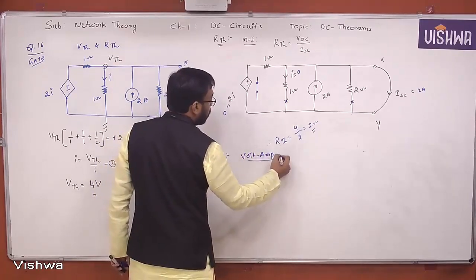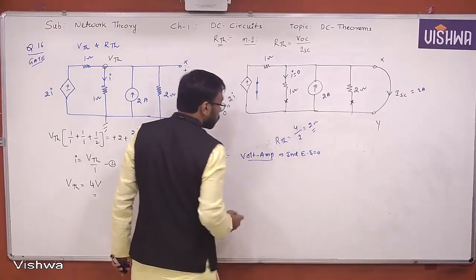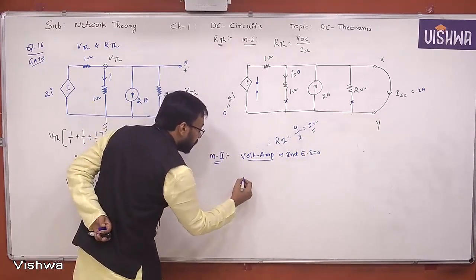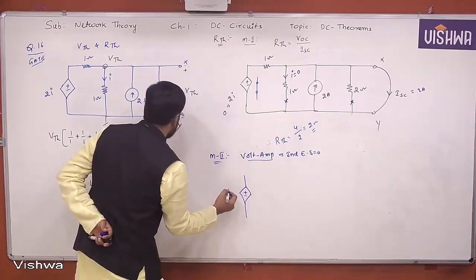Suppress all independent sources. Independent energy sources must be 0. The resulting network is assumed to be passive. Hope all of you remember. Plus minus. What is this? 2I.